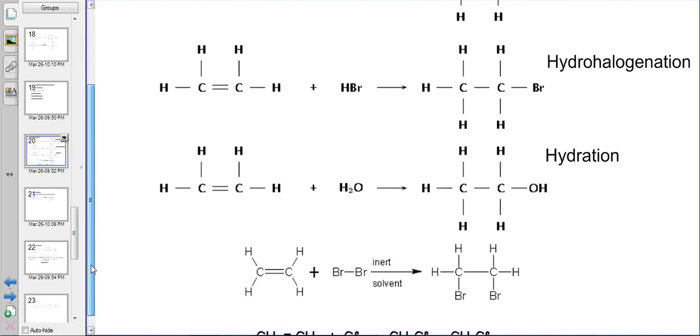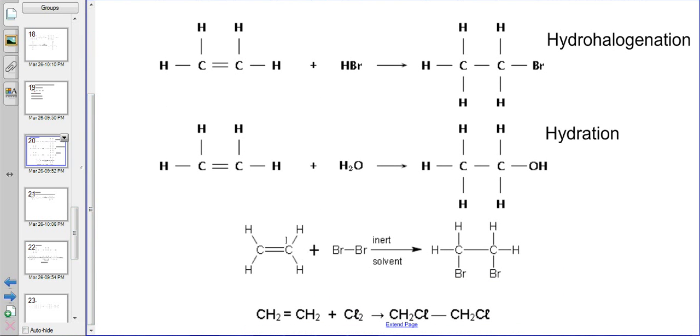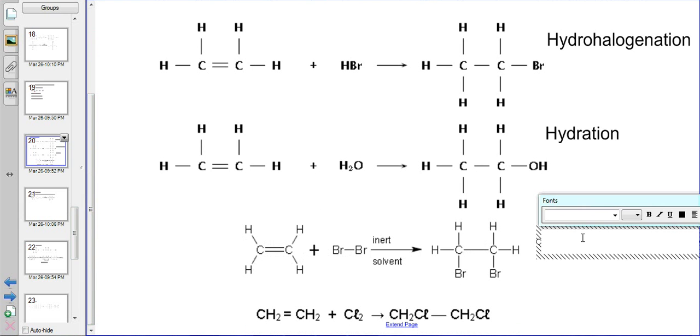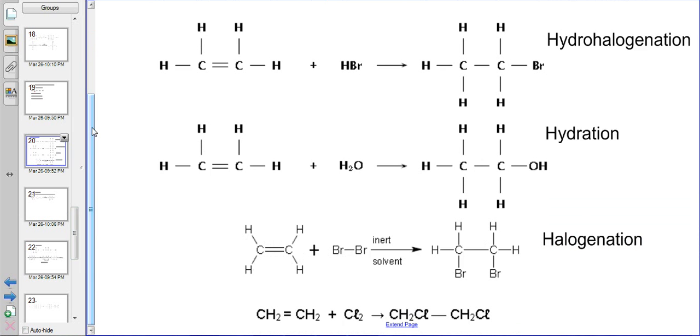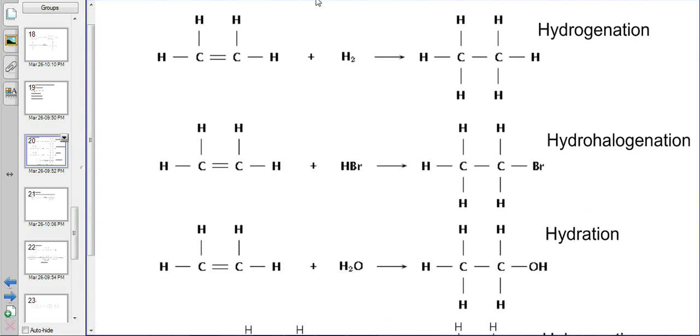If you look at the next example that we have, we see that we've got our ethene molecule, and we're adding bromine, Br2. One bromine atom goes to one carbon and another bromine atom goes to the other carbon. In this reaction, we are adding a halogen, so this is a halogenation reaction. So we get four types of reactions basically. We get a hydrogenation where we add hydrogen.